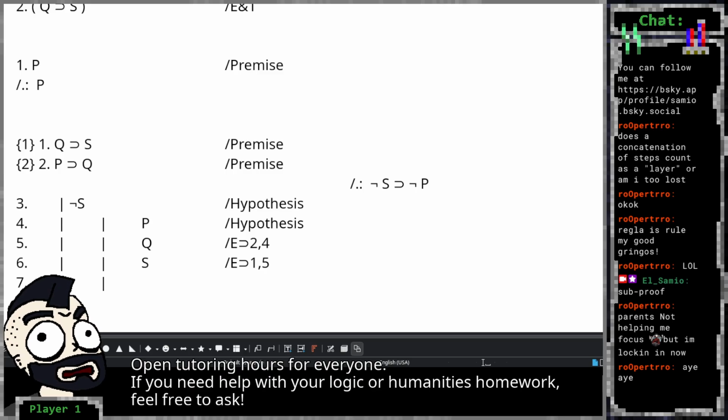Rupert, can you spot the contradiction? Where do I have a formula and its negation?